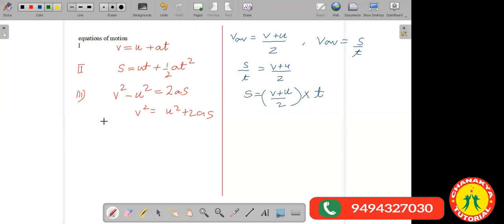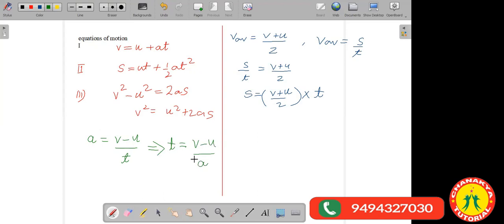So here we observe from the first equation of motion, we have V equals U plus AT, or we know acceleration is given by V minus U by T. So we can obtain the value of time. By transposing time, we can get the value of time. This implies that the time will be equal to V minus U over A.